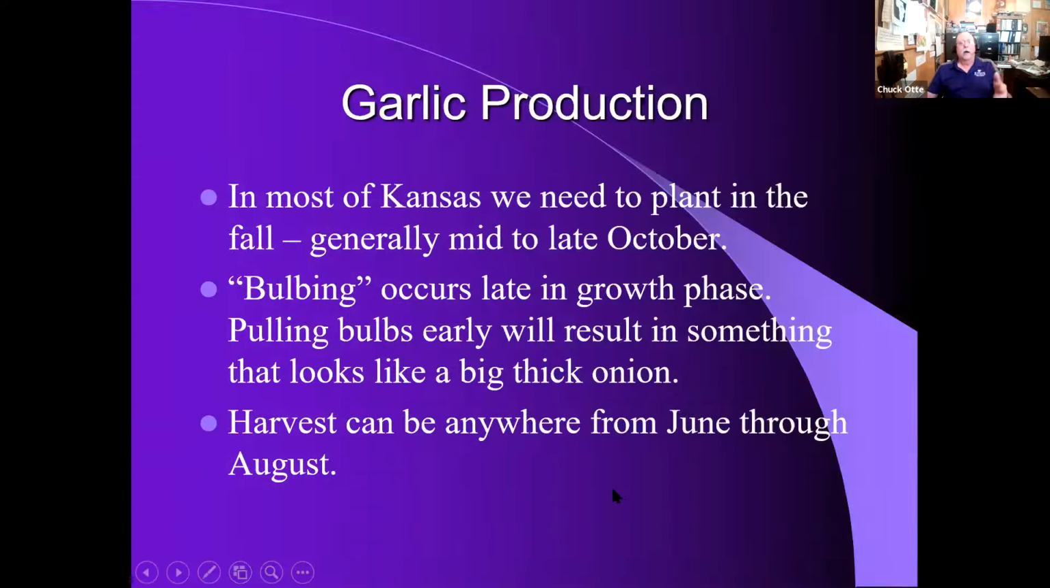Okay, so I mentioned the winter wheat connection. Most of Kansas, we need to plant in the fall, mid to late October. Bulbing, as it does with onions, occurs late in the growth phase, as in the last 4 to 6 weeks. Pulling bulbs early, it looks like you're going to have a big, thick onion with a different smell, different flavor. Harvest can be anywhere from June through August.